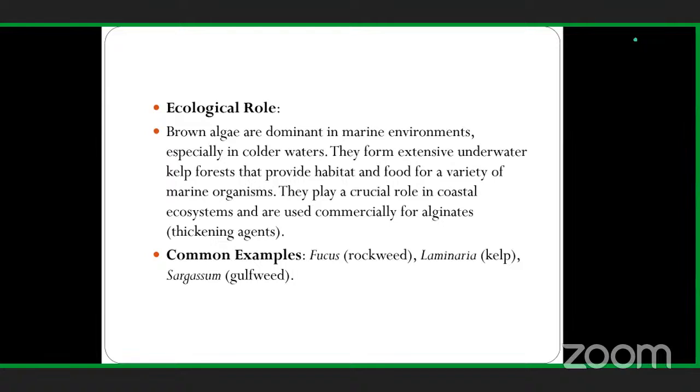As I discussed in the first or second slide, in the cell wall there is also alginic acid present apart from cellulose. So these are commercially used as thickening agents. Common examples are Fucus, also known as rockweed, Laminaria, also known as kelp, and Sargassum, also known as gulfweed. So Fucus, Laminaria, and Sargassum are the common examples of this class.